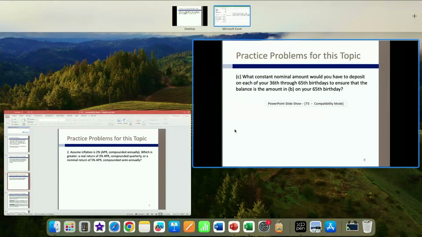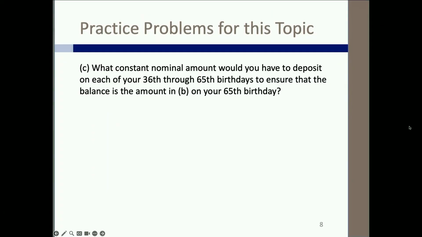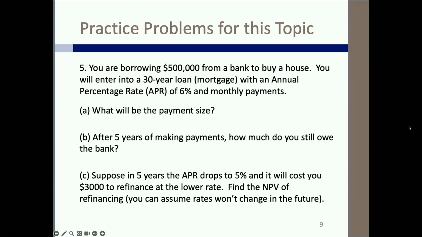Good. Let's jump back to the slides for our final problem. You are borrowing $500,000 from a bank to buy a house. You will enter into a 30-year loan, which we call a mortgage, with an annual percentage rate, aka an APR, of 6% and monthly payments.